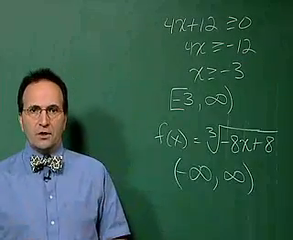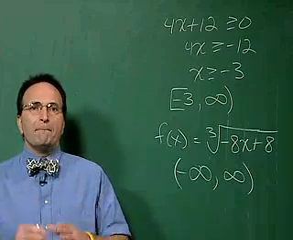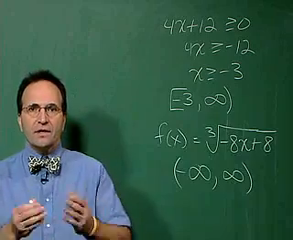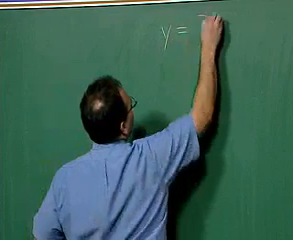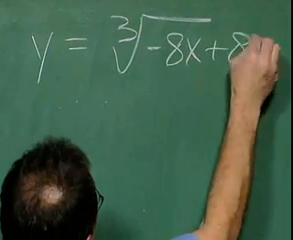All right, let's review transforming graphs by doing an example. So let's look at the following example that involves transformations. Explain how the graph of y equals the cube root of the quantity negative 8x plus 8 can be obtained from the graph of y equals the cube root of x. Then graph both equations. So I would start off with y equaling the cube root of negative 8x plus 8 and do a little bit of work to that. So let me write that down. Y equals the cube root of negative 8x plus 8.